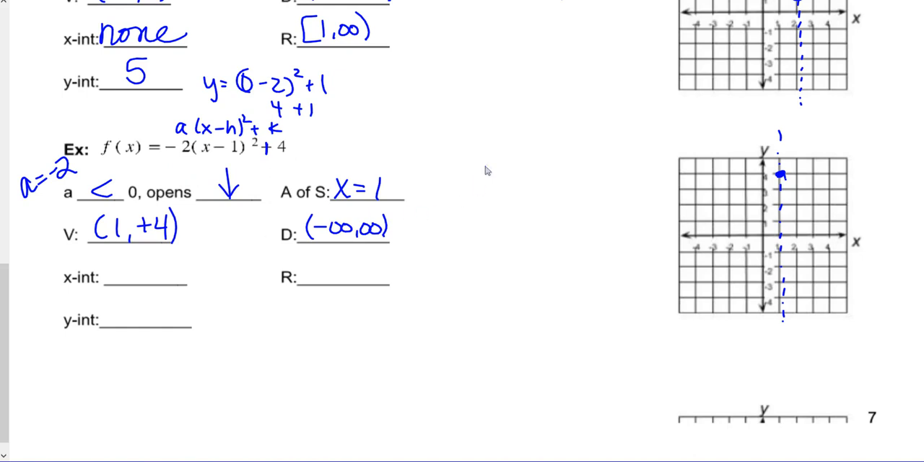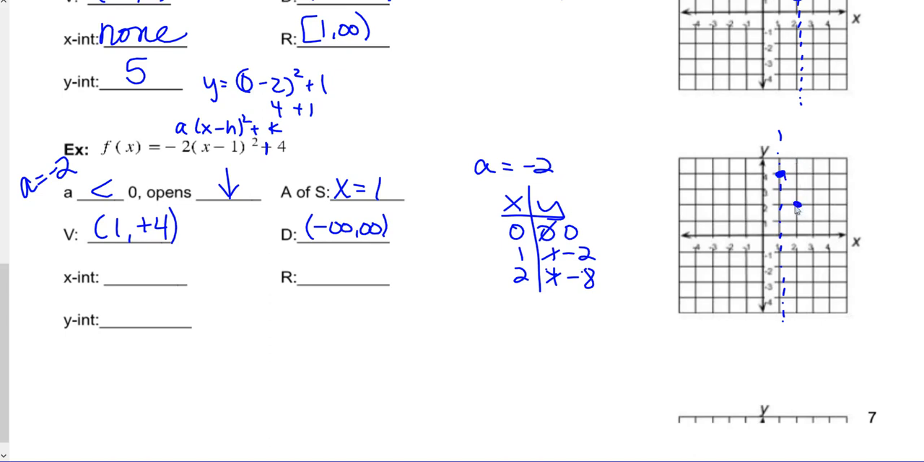Now, when a equals negative 2, that means that from my original points of 0, 0, 1, 1, 2, 4, all of these y values have to be multiplied by negative 2. That gives me a 0, a negative 2, and a negative 8. What does that mean in relation to my graph? From the vertex, instead of going over 1 and up 1, now I'm going over 1 and down 2.